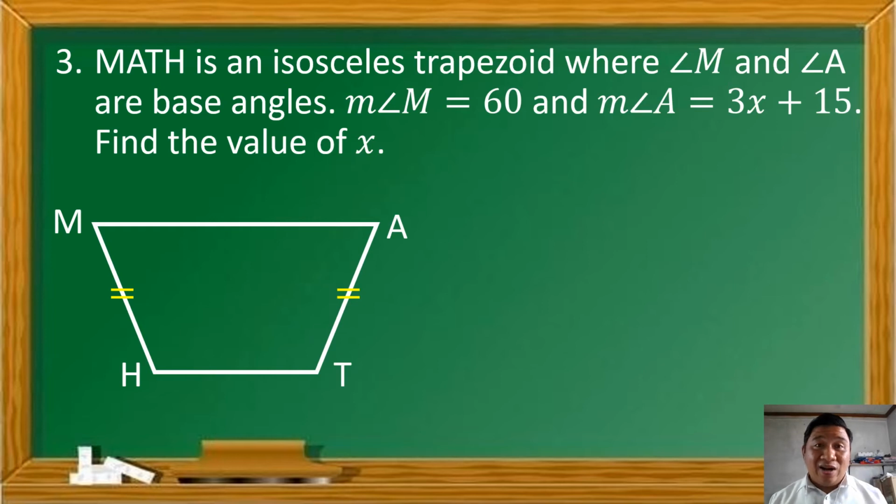Alright? So ngayon, ano lang susunod natin gagawin? So since meron na tayong isosceles trapezoid MATH, pwede na rin nating ilagay yung mga given na binigay sa ating problem. Alright? So, sino ba yung mga binigay dito? Nagbigay dito ng measure ni angle M, which is equal to 60. So, ngayon, ilagay natin siya dito. Alright? Next, binigay din sa atin yung measure ni angle A, which is equal to 3x plus 15. So, ayan, ilagay na rin natin. Yan, kompleto na yung ating illustration.